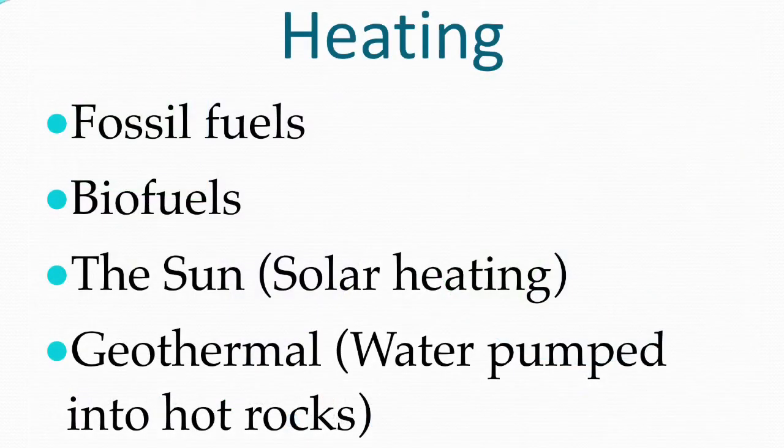Our energy resources tend to be used in one of 3 areas, the first of which is heating. Now, traditionally we've relied on fossil fuels and burning of fossil fuels to provide heat, but these can be replaced by biofuels, through solar heating from the sun, or through geothermal energy by pumping water into hot rocks in the earth in certain places.